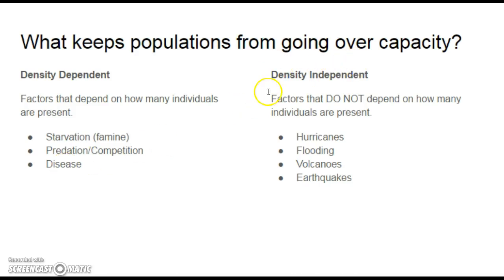On the right, we have density independent factors. These are factors that do not depend on how many people are there. They're just going to happen. Hurricanes, floods, volcanoes, earthquakes. These are the ones that don't care how many people are there. It's just going to happen whether there are people there or not. So remember, with density dependent, it matters how many people are in that area. With density independent, it doesn't matter. It's just naturally occurring things. A lot of people like to think of these as biotic and abiotic. If you like to think that way, go for it.